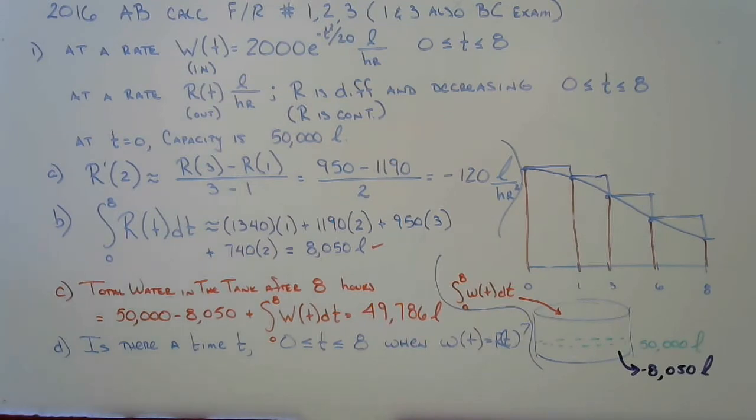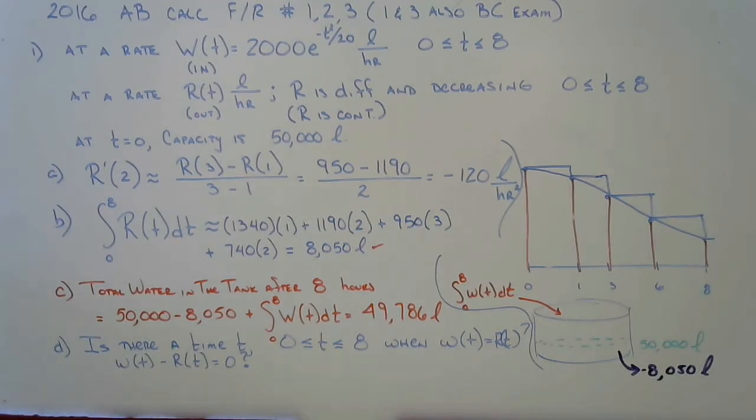Well, this is where we have to maybe stretch ourselves a little bit. I have two continuous functions. I want to know if they're equal. If they're equal, that means their difference would be 0, right? That means W of t minus R of t would equal 0. That's really the question they're asking us. Is it the case that they equal 0?